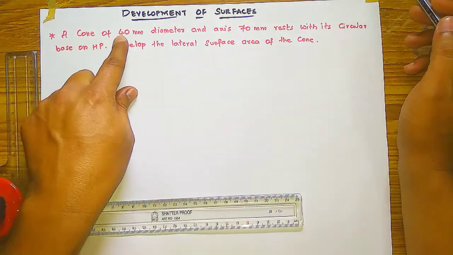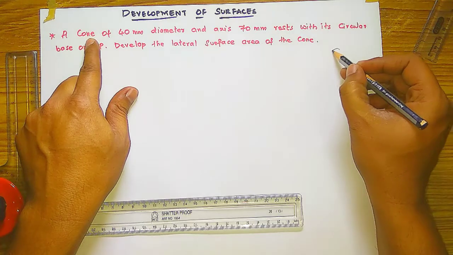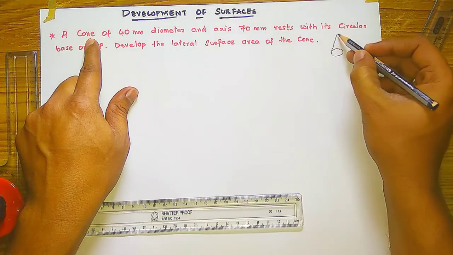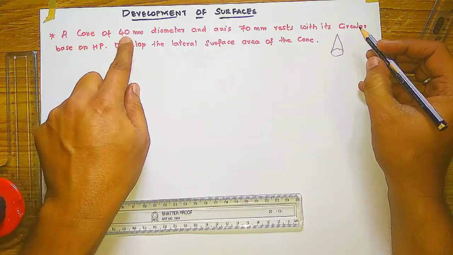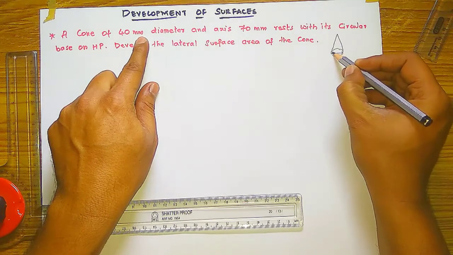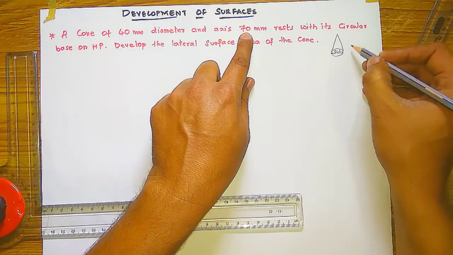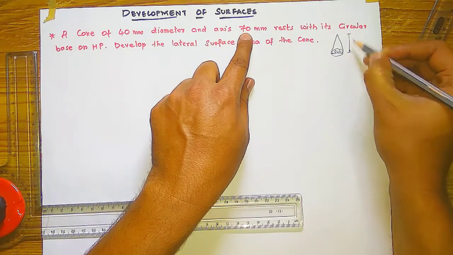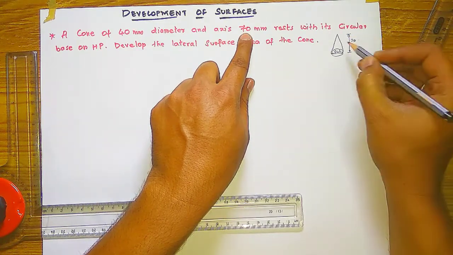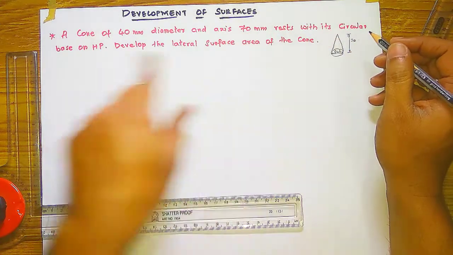Okay, a cone of 40 mm, what is the cone? How is the cone? This will be the cone. Of 40 mm diameter means the diameter of this cone is 40 mm, and axis 70 mm means its axis height is 70 mm. Okay, and this is the cone, resting with its circular base on HP.